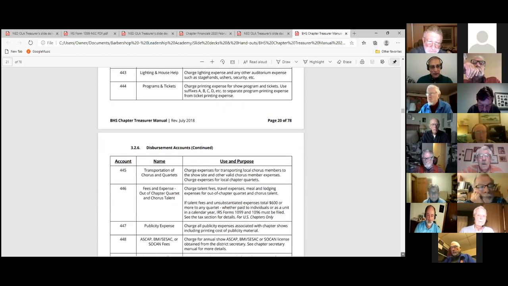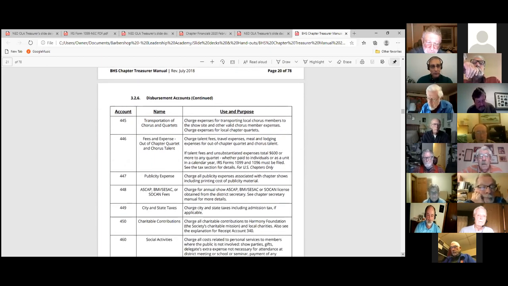Let's take a look at account 446, fees and expenses of out of chapter quartet and chorus talent. In other words, when you put on a show and you pay featured performers to come, this is generally where you'd want to charge that expense.